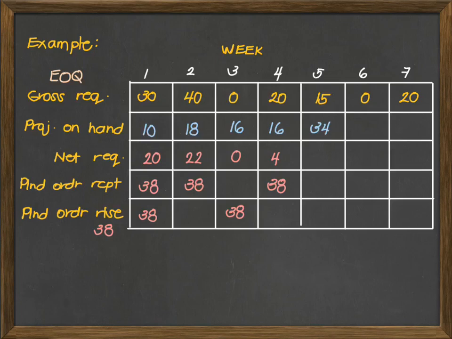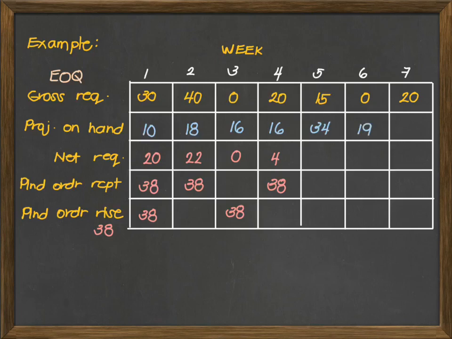And then, since our on-hand is larger than our gross requirement, it will just go into the projected on-hand in week 6. Again, when the on-hand is larger than the gross requirement, we write nothing in the net requirement. So, 34 minus 15 will be your next inventory for week 6. 34 minus 15 is 19.